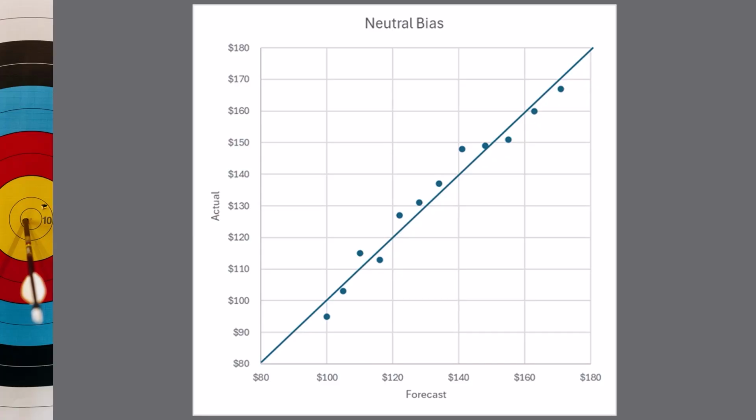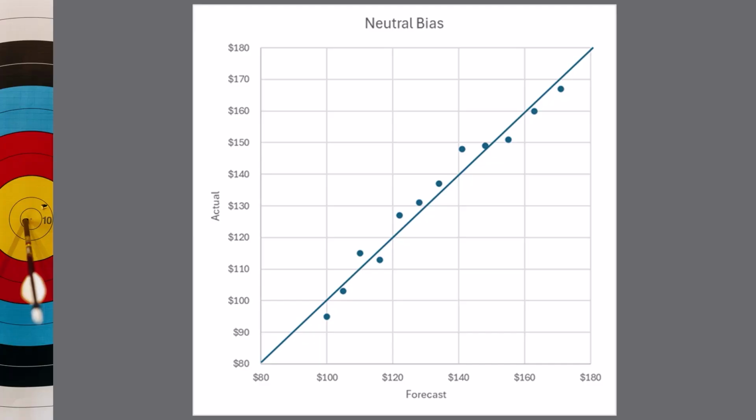One way to detect patterns of bias is by graphing multiple forecasts against the actual results. The x axis of this scatter plot graph is the forecasted amount. The y axis is the actual amount. If we were clairvoyant, our forecast amounts would equal the actual amounts and would fall on the upward sloping line.